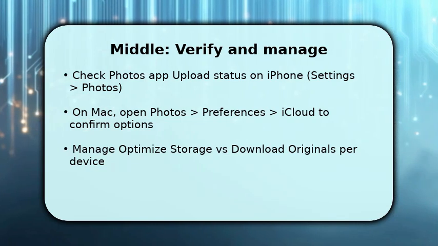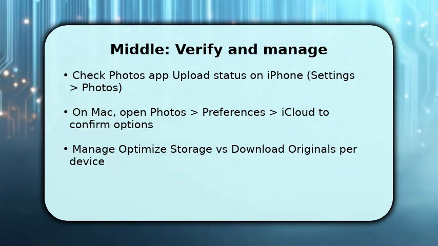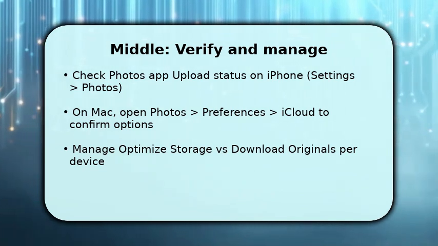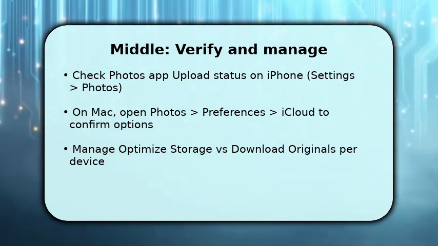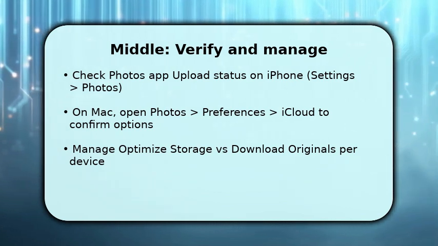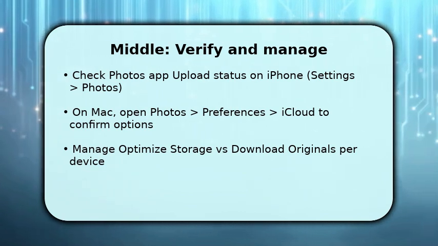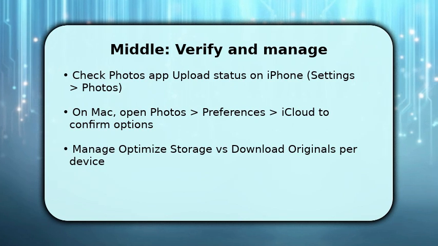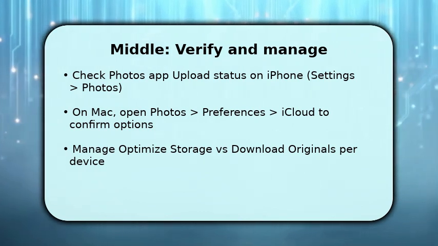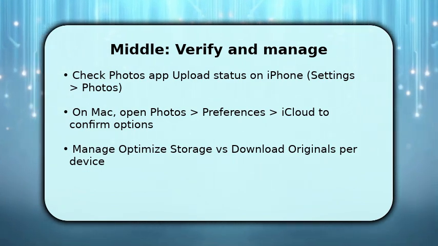Next, verify upload and download activity so you understand timing. On the iPhone, watch the upload progress in Photos. If it says uploading, wait for completion. On the Mac, open Photos Preferences and confirm iCloud Photos is active and choose Optimize Storage or Download Originals depending on disk space. If using Optimize Storage, thumbnails appear quickly while full files download on demand. Make sure both devices have recent backups, because changes propagate.